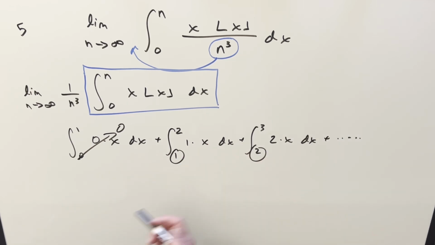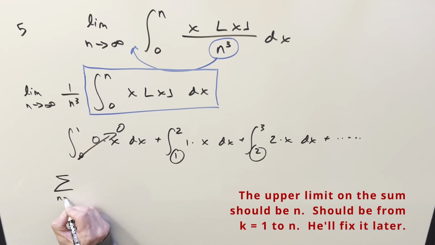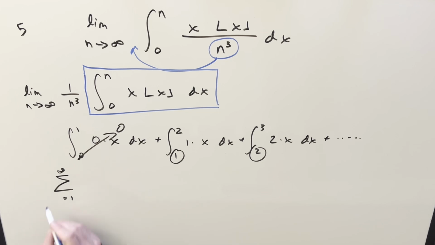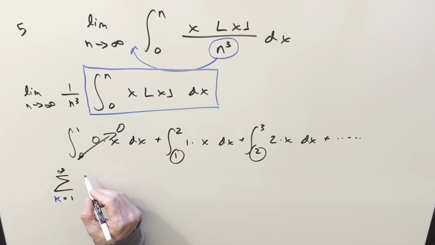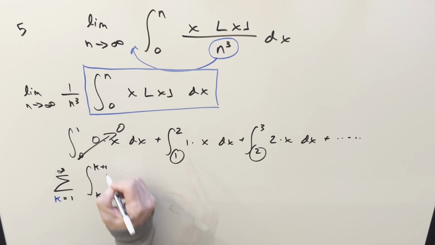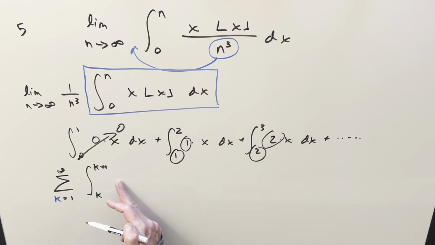Rather than writing out an infinite number of terms, let's turn it into a sum from 1 to infinity. Actually, let's not use n because we're already using n, and I don't want to confuse that. Instead, let's call it k. So this is going to be the sum from k equals 1 to infinity, and each integral starts at k and goes to k plus 1. The floor value is also k, but it's a constant with respect to the integral.